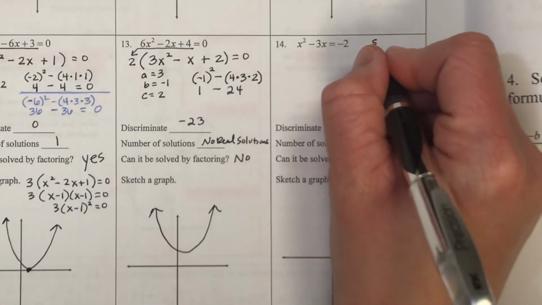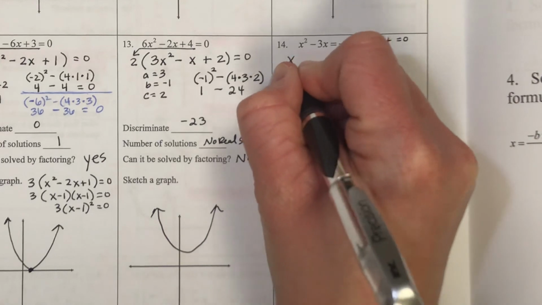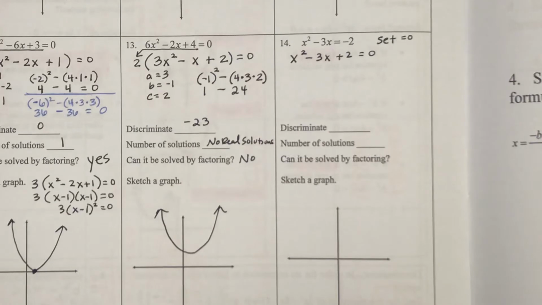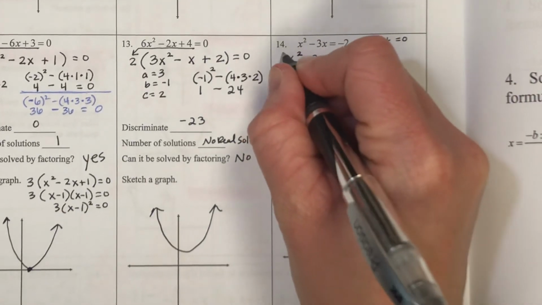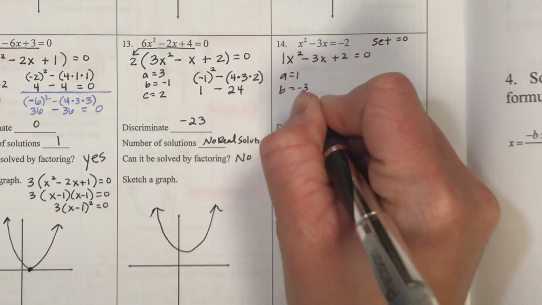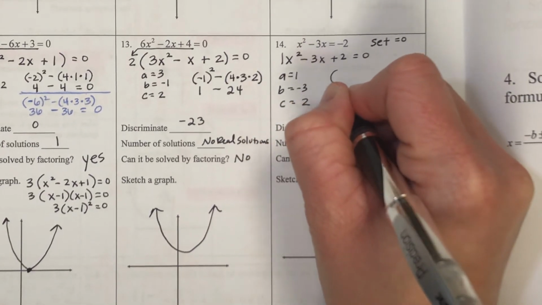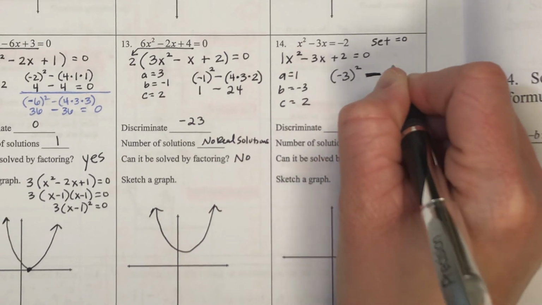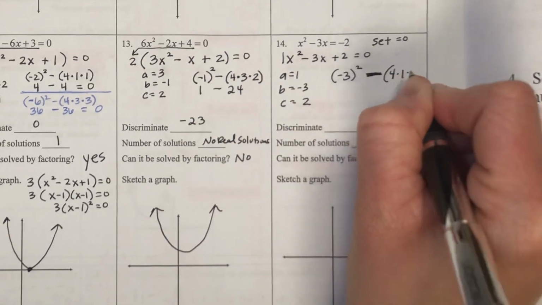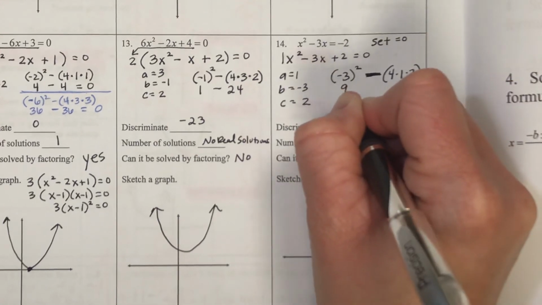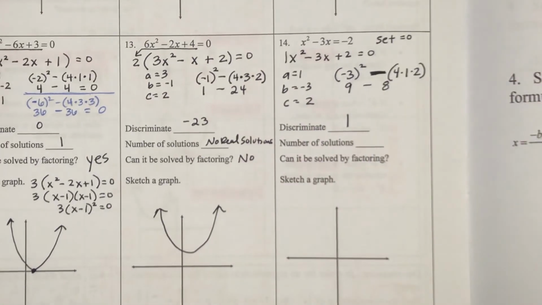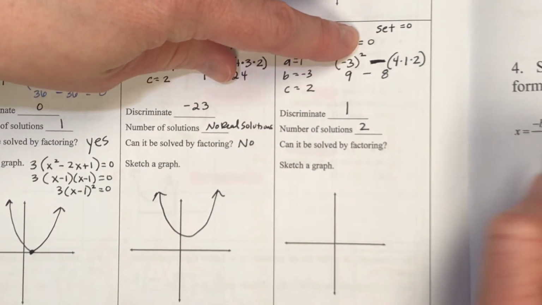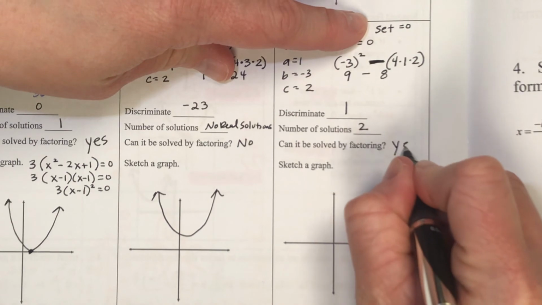Again, you have to have it set equal to 0 first. So x squared minus 3x. If I add that 2 over to this side, then I'll have it set equal to 0. So my a here is 1x squared, b is -3, and c is 2. So my b squared is -3 times -3, oops, not equals, minus 4 times a of 1 times c of 2. So this will be 9 minus 8, and we're going to get 1. 1 is a positive number, and so it will have 2 real solutions. 1 is also a perfect square, so yes, we could have factored.